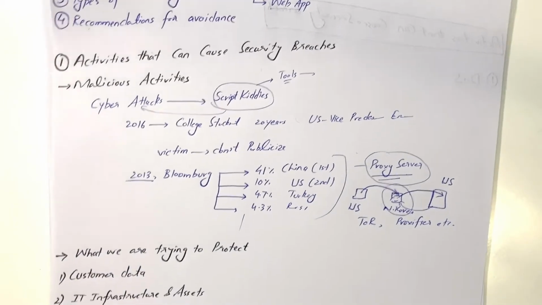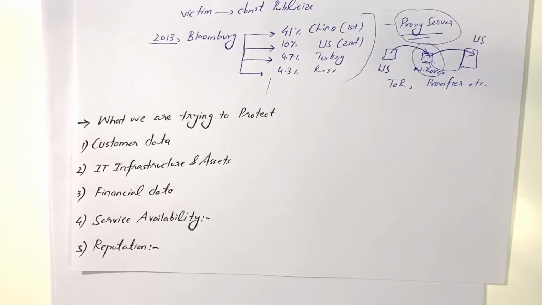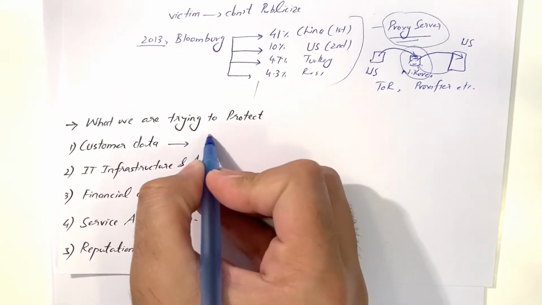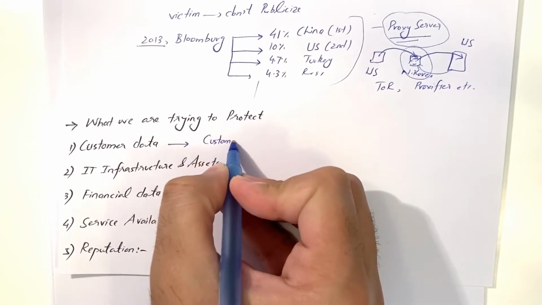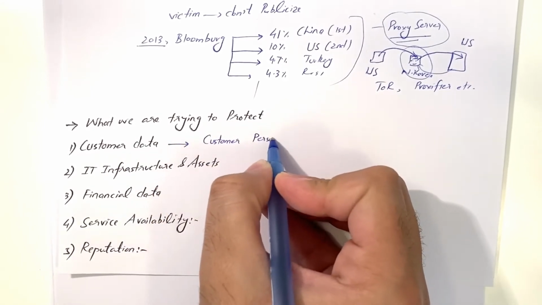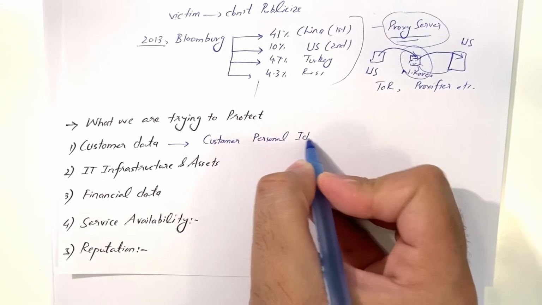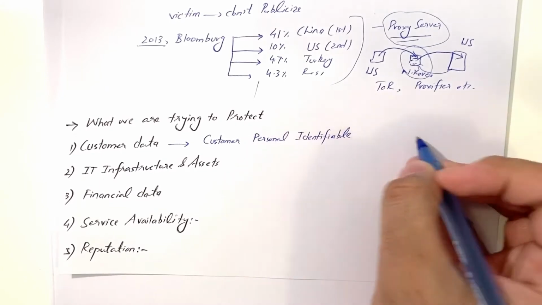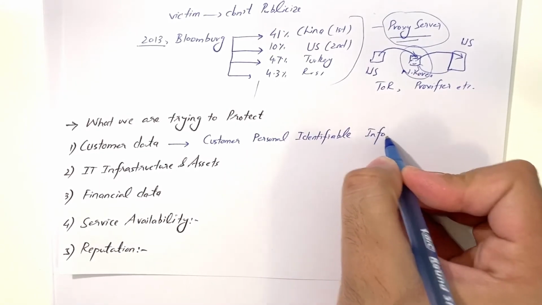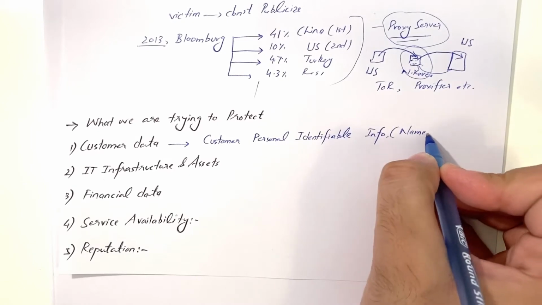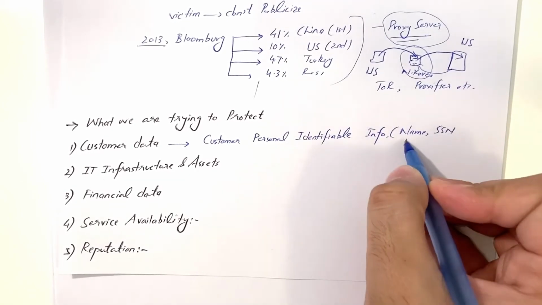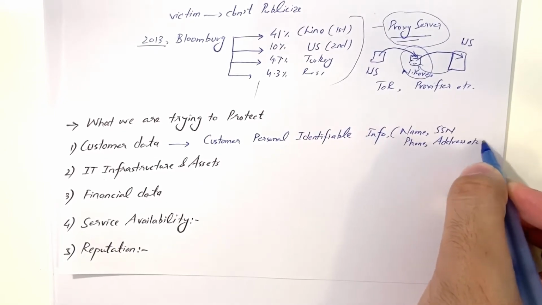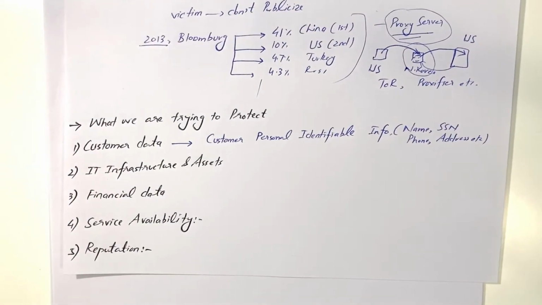What exactly are we trying to protect from malicious attacks? These are the five main items that we are trying to protect. Firstly, customer data. Customer data means the consumer's personally identifiable information. And what is personally identifiable information? Their name, social security number, phone, address, etc. So their contact information, that's basically what we are trying to protect.